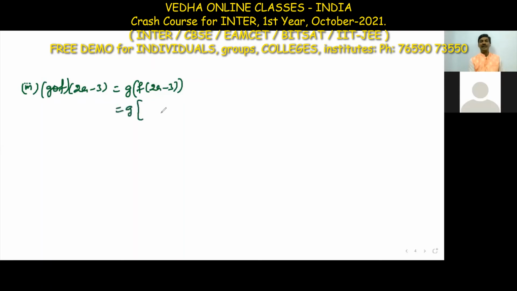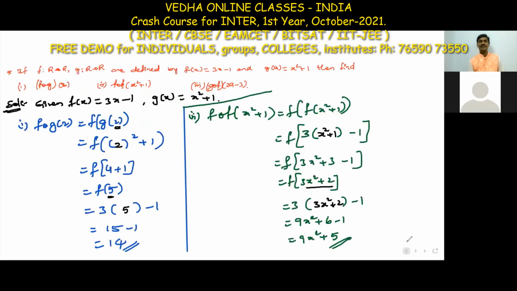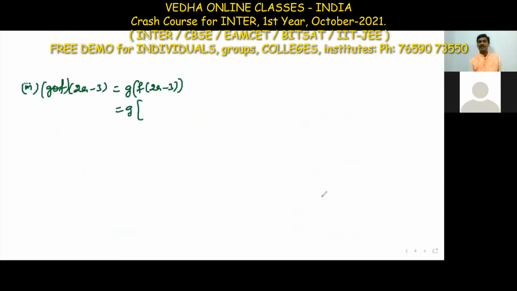g of f of x. What is the f of x function? 3x minus 1, so 3 into x minus 1. What is in place of x? In place of x, 2a minus 3. Write that as usual. Now this is equal to g of 3 2s are 6a minus 3 3s are 9 minus 1. This is equal to g of 6a minus 10.